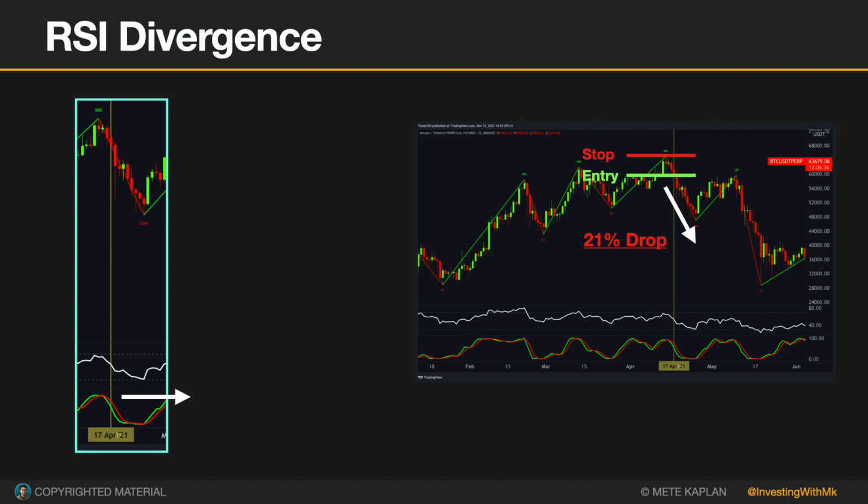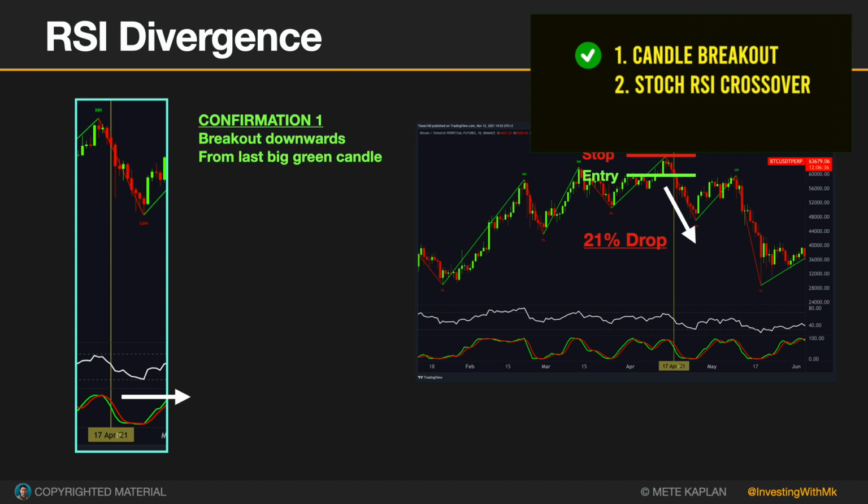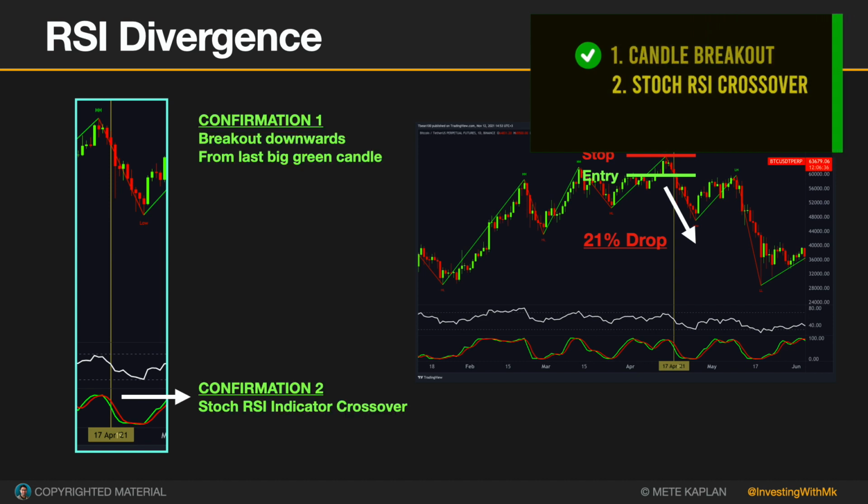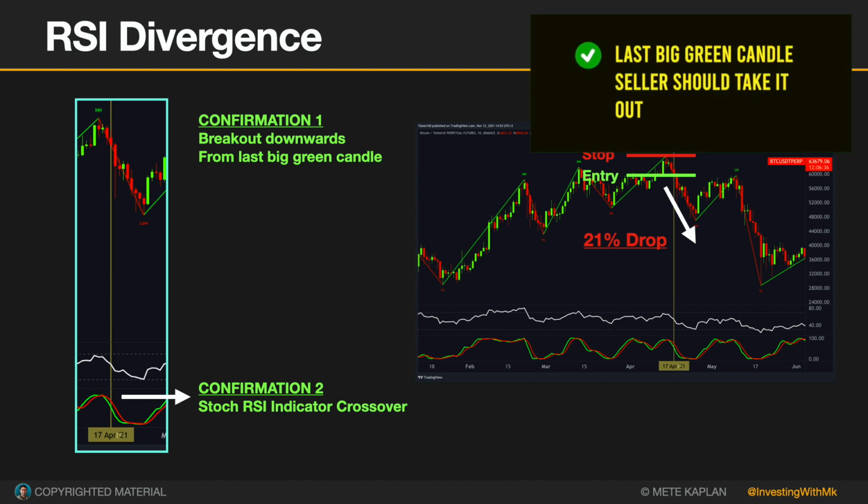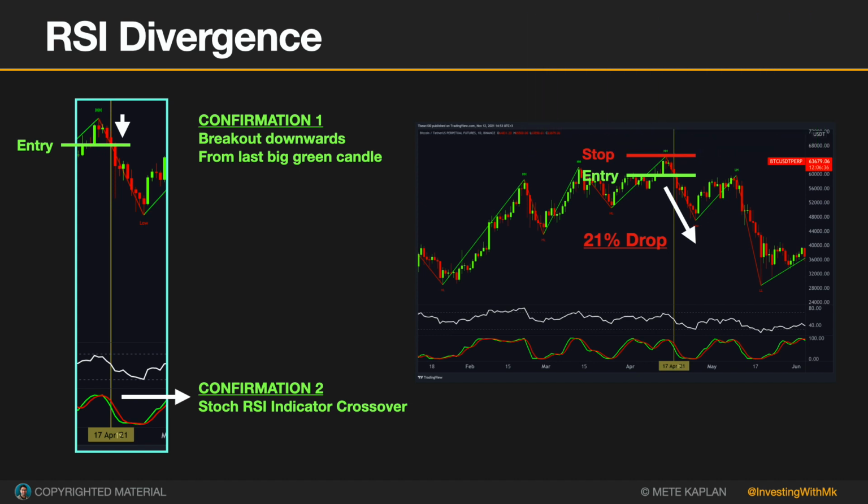Now let's see how to enter a trade. There are 2 things I check before an entry: candle breakout and stock RSI indicator crossover. I always look for the last big green candle at the higher high. This is generally the last push of buyers. If you can break down that candle, that will be our entry. Second confirmation, I get from stock RSI indicator crossover. Once I see these, I place my entry at breakout and place my stop loss at a higher high point.